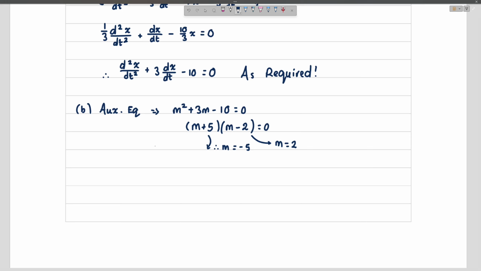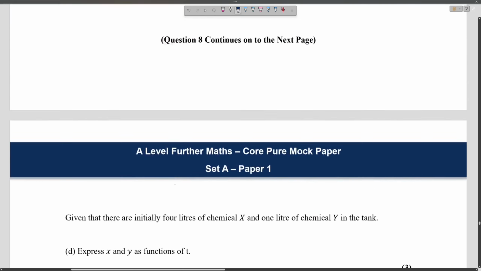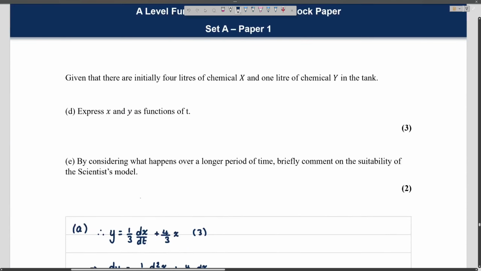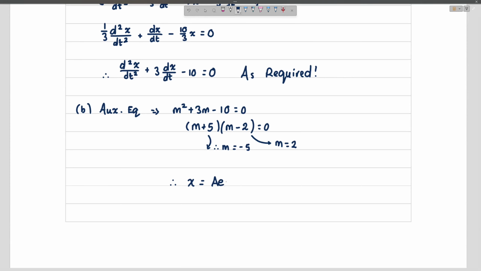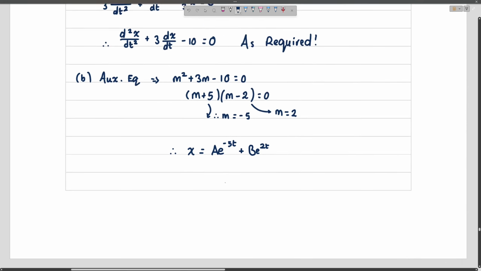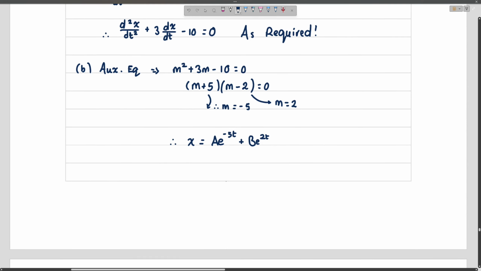So, writing this then as the complementary function here, or in other words, as the general solution x here. So x then is equal to ae to the minus 5t plus be to the 2t there, okay? And there we have it then. So that gives us the solution to part B.